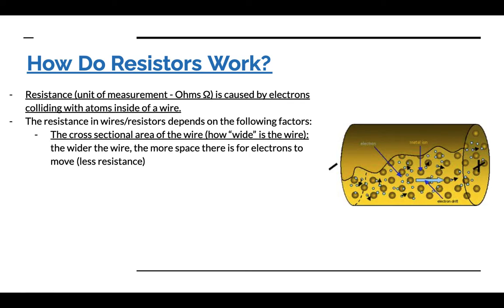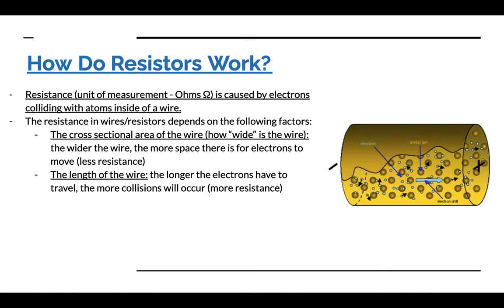Whereas the narrower our pipe is, the less water is going to be able to flow through, and thus less current will be able to flow through. So as a result, the wider the wire, the more space there is for electrons to move across, and hence there's less resistance. Okay, so there's an inverse relationship between width of the wire and resistance. Okay, the second thing is the length of the wire.